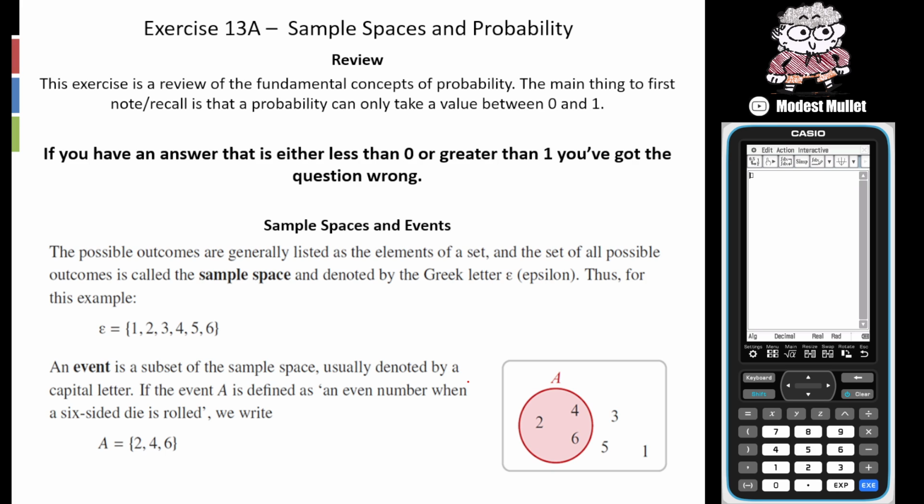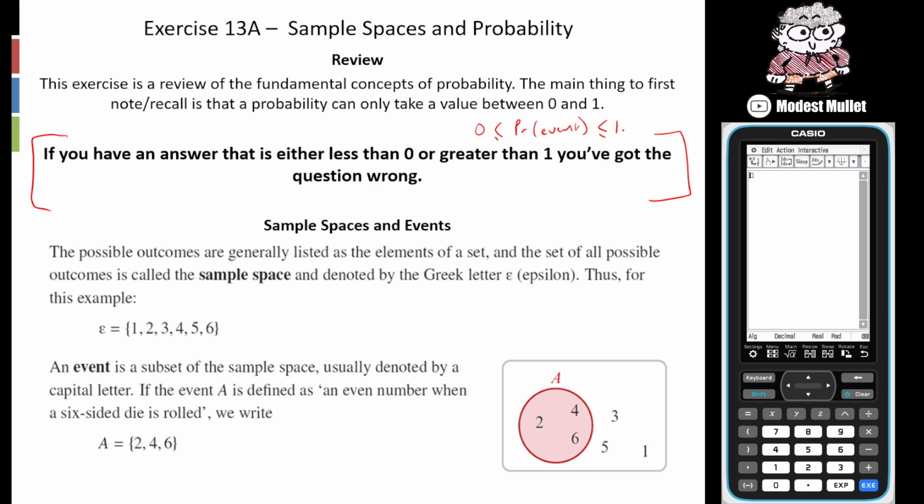A quick reminder straight off the bat, for all probability stuff, if you're ever finding a probability and you get an answer that is either less than 0 or greater than 1, it is wrong. Probabilities are defined between 0 and 1. Your probability of whatever event can only be between 0 and up to including 1. Okay, can't be greater than 1, can't be less than 0. So if you get an answer outside of that, you're wrong, you need to go back and check your work. So that's a great check.